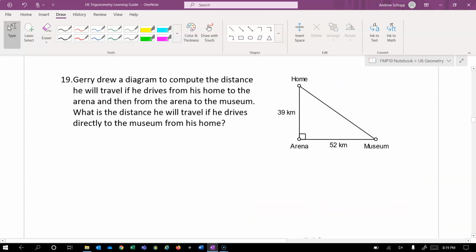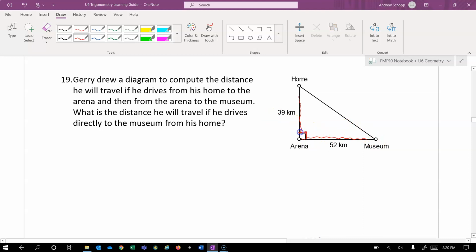Number 19. Jerry drew a diagram to compute the distance he will travel if he drives from his home to the arena and then from the arena to the museum. What's the distance he will travel if he drives directly to the museum from his home? So you can see the distance here from home to the arena and then from the arena to the museum. But if he was to go a direct route from home to the museum, what would that distance be?